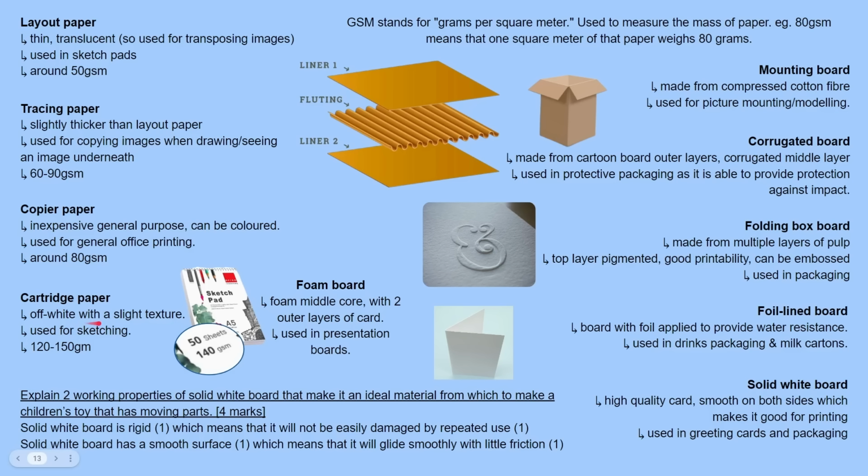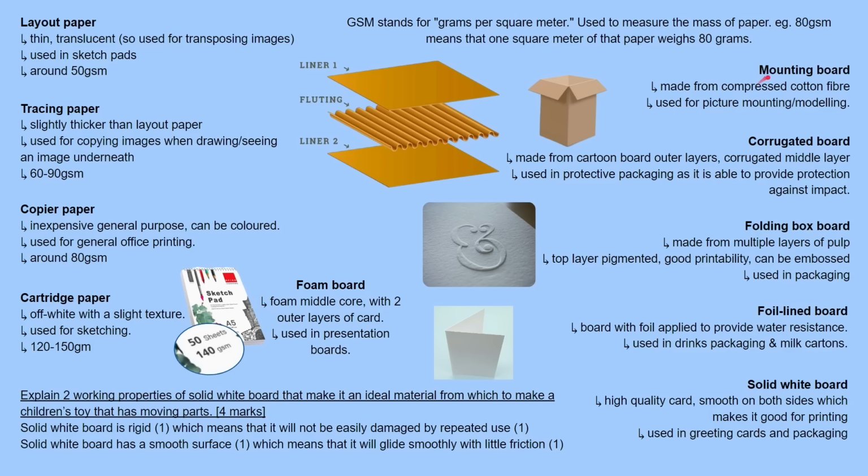It's off-white with a slight texture. It's used for sketching. So this sketchpad, for example, has 50 sheets of 140 GSM, so that would be cartridge paper. It's between 120 to 150 GSM. Those are your 4 types of paper, going from the lightest to the heaviest.